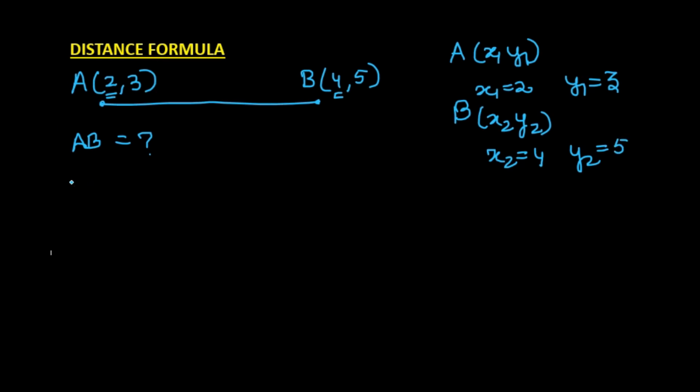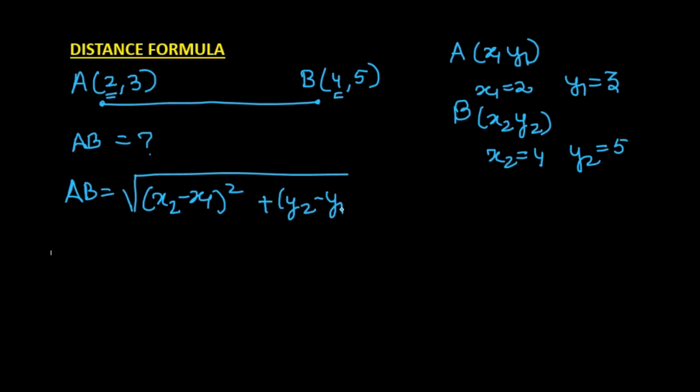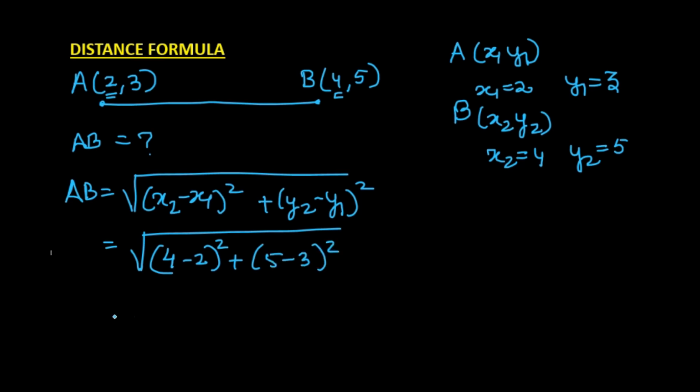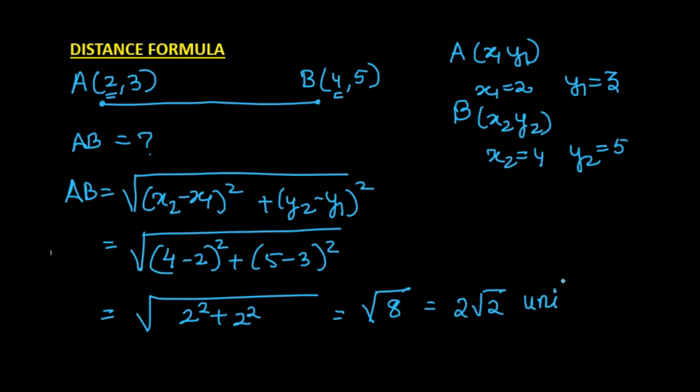What does the distance formula say? The distance formula says that the distance is square root of x2 minus x1 whole square plus y2 minus y1 whole square. So this gives x2 is 4 minus 2 whole square plus 5 minus 3 whole square, which gives you 2 square plus 2 square, which is square root of 8, which is equal to 2 times root 2 units. Got it? So we got that the distance between these two points is 2 root 2 units.